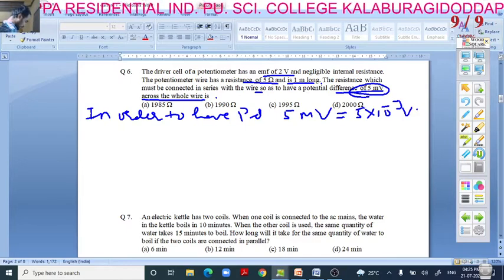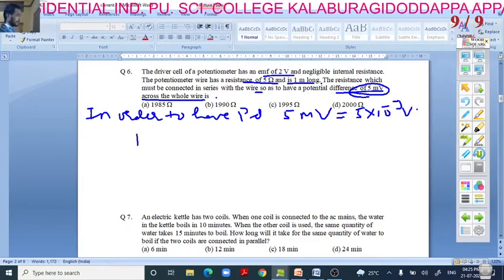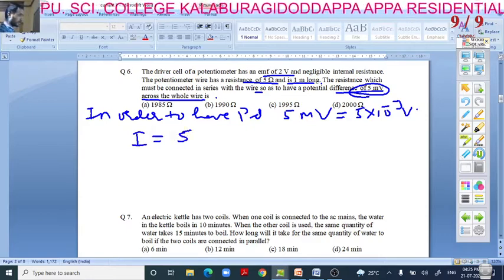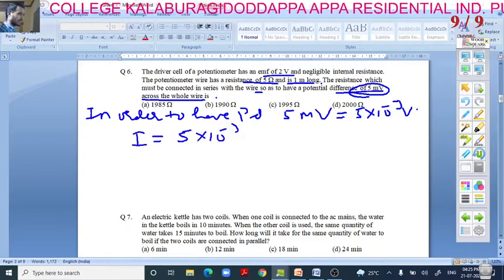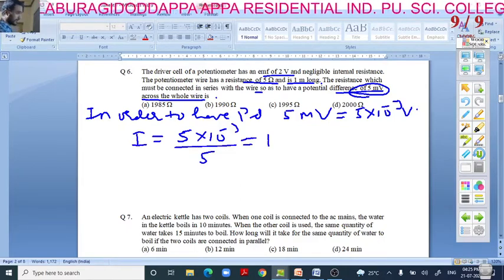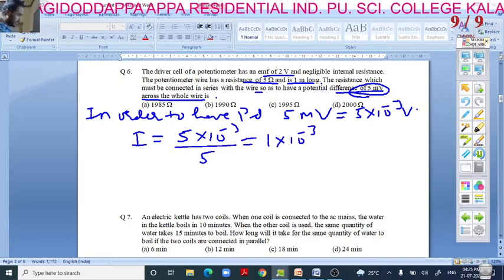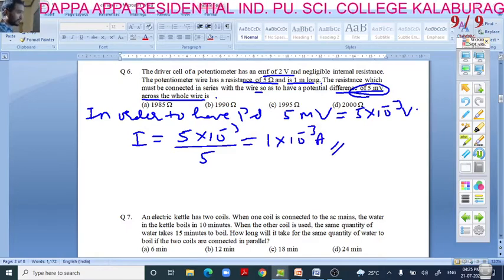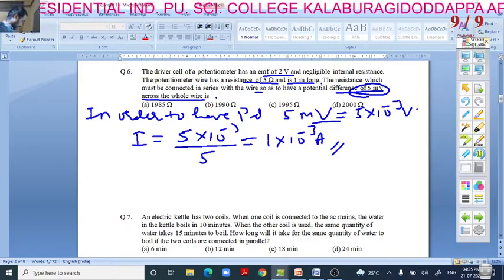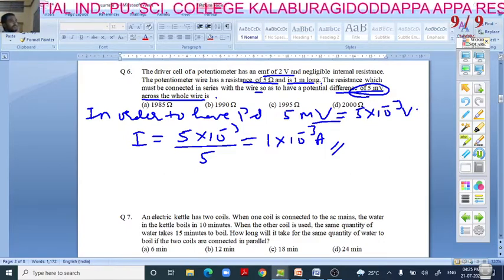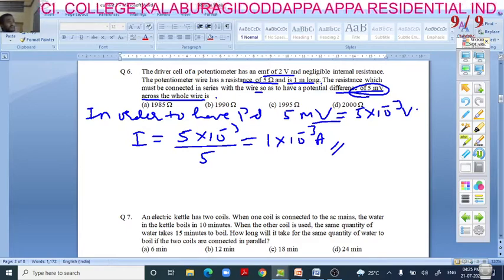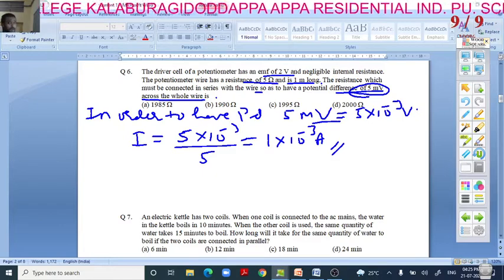The current flowing in the wire is I equal to 5 × 10⁻³ divided by 5. So this gives 1 × 10⁻³ ampere we will get here, right? This is the current we got with the help of this potential. Okay, what is our aim? The resistance which must be connected in series with the wire so as to have that potential difference. So how much resistance do we have to connect?